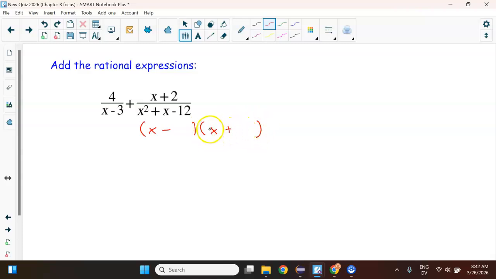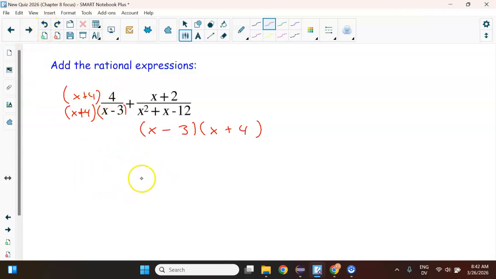I should call them factors, not things, I guess. But for 12, I think it's 3 and 4 with the 4 positive and the 3 negative. That'll make positive 1 in the middle there. Okay, and once I have that, I can say, hey, to make the denominators match, this denominator is just missing the x plus 4. So I can take the top and bottom here times x plus 4.